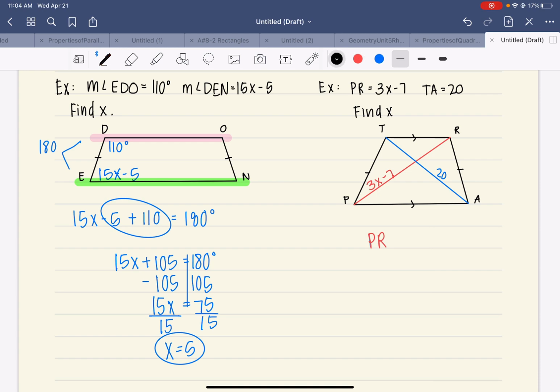So when we're looking at this problem, we know, because diagonals are congruent, that PR is congruent to TA. So then we just set it up that way. PR has a value of 3x minus 7, and TA has a value of 20. So then you just solve for x. Again, description will be below.